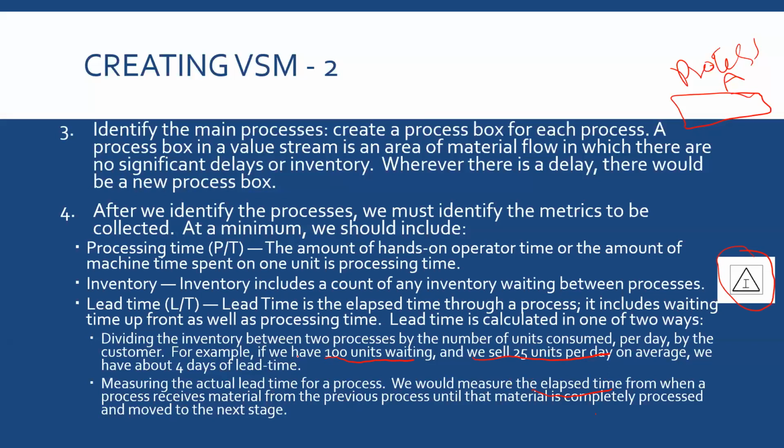So either you divide the number of units by the number of units consumed per day by the customer, that is, divide the inventory between the 2 processes by that number. The example is very clear here. You could use this, or you could measure the elapsed time it takes to process, starting from receiving the material until it leaves for the next phase.